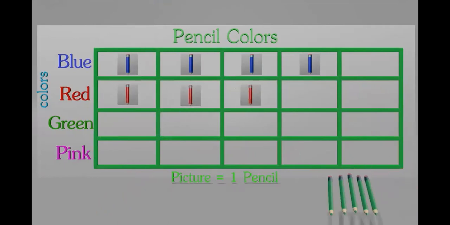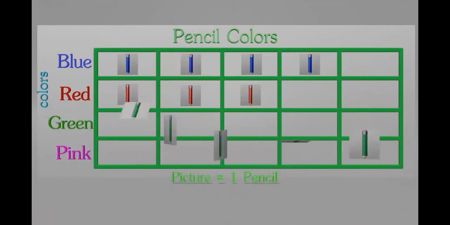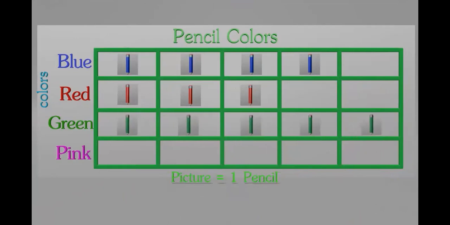How many green pencils do we have? We have 5 green pencils. Let's put down 5 pictures for the green pencils. Great job! We have 1 more left to put on the graph. How many pink pencils do we have? We have 4 pink pencils. So let's put 4 pictures to represent all 4 pink pencils.